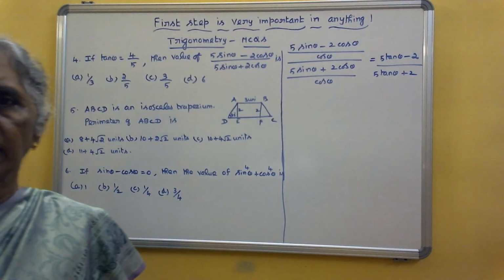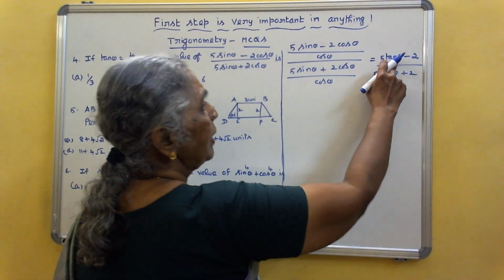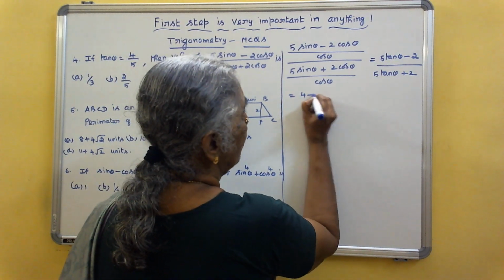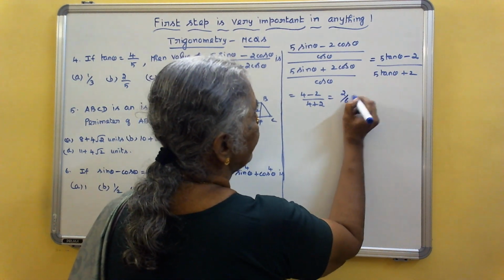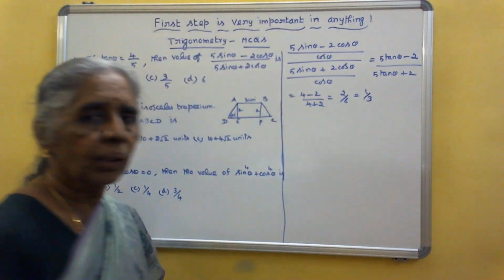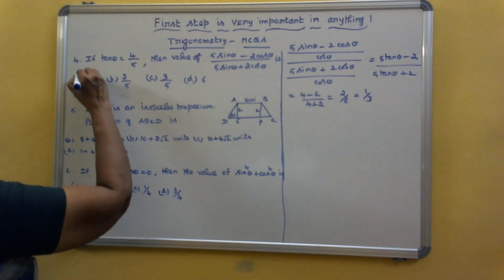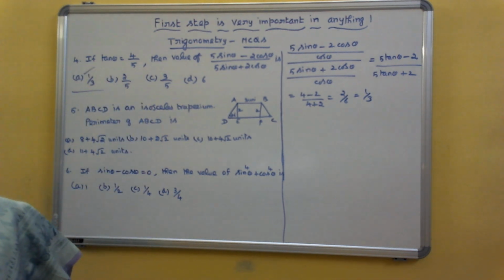Now you know tan theta is 4 by 5. So 5 into 4 by 5 you will get 4 minus 2. Here 4 plus 2. So 2 by 6, which is 1 by 3. Okay. So 1 by 3 means that option A is the correct one.